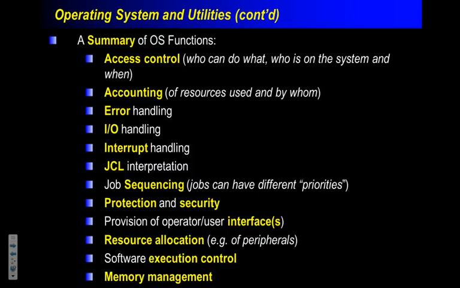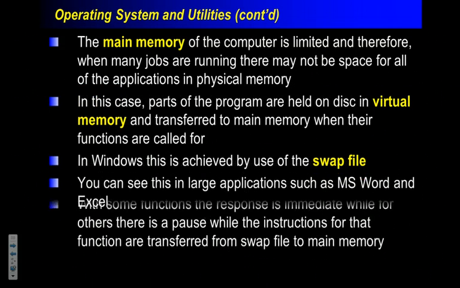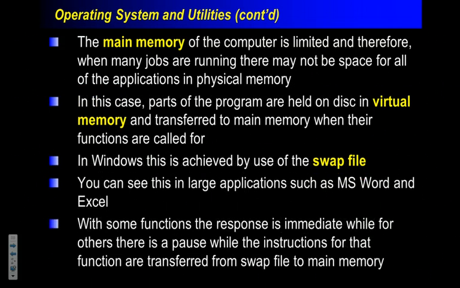Security, creating user interfaces for interaction. Allocating resources, like determining who gets printers or who gets memory. Executing the software that we write, and managing the memory. Some of those kind of overlap in what they're talking about. Main memory is limited, so the operating system has to do a really good job at this.